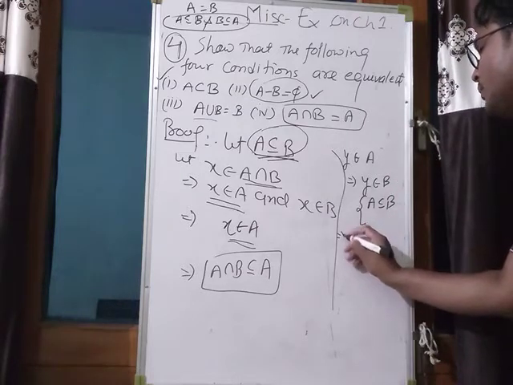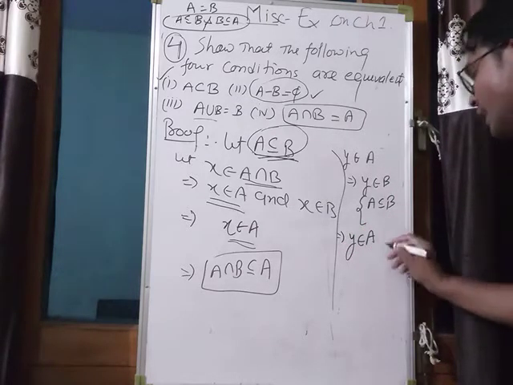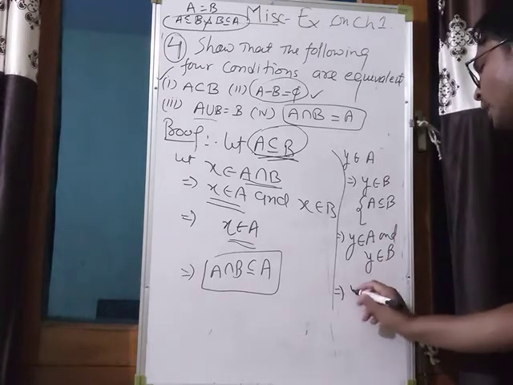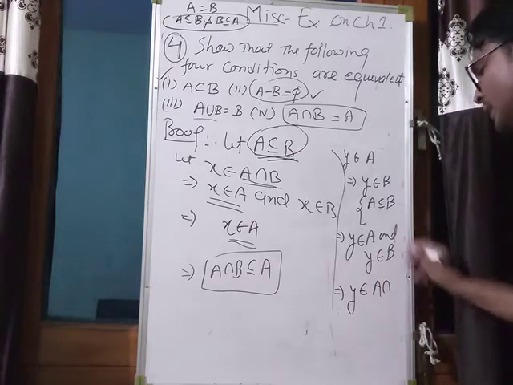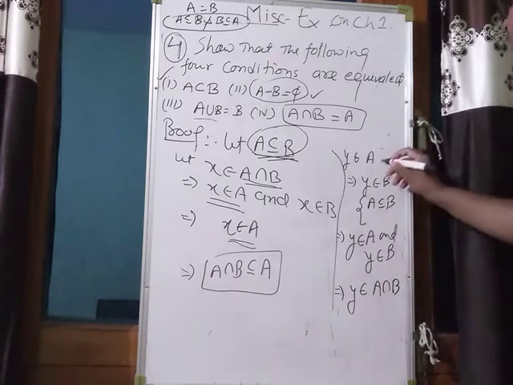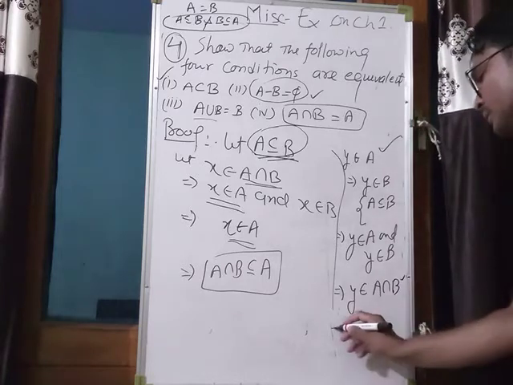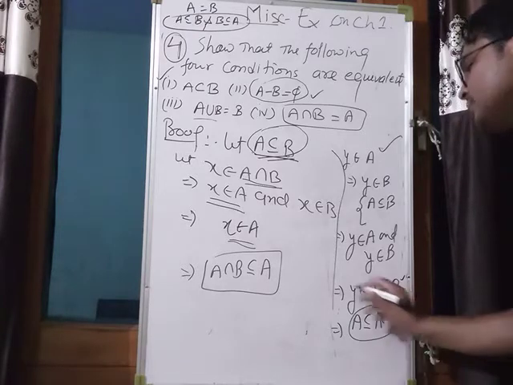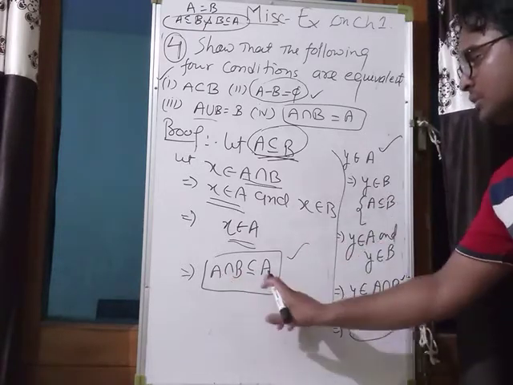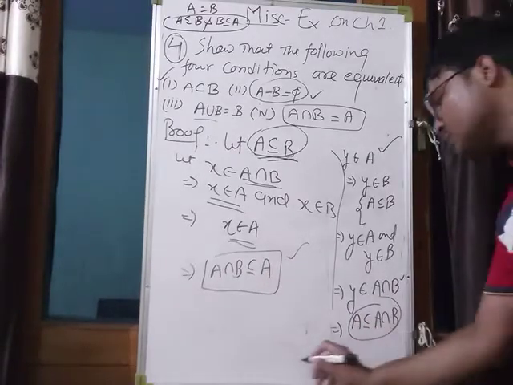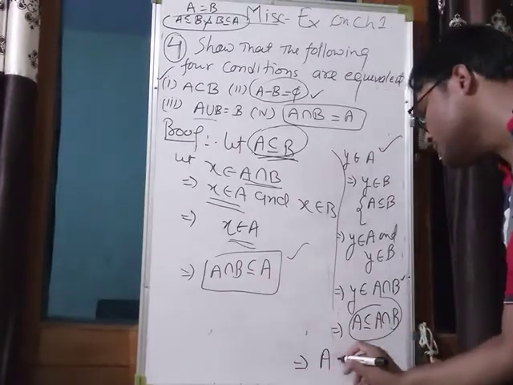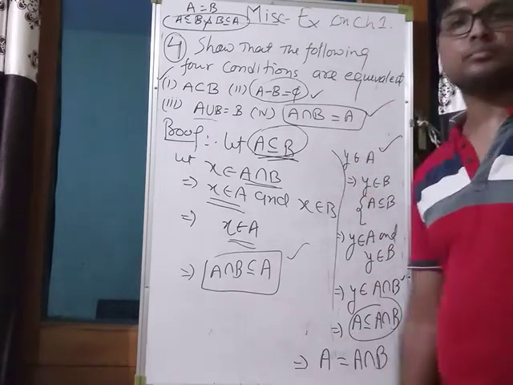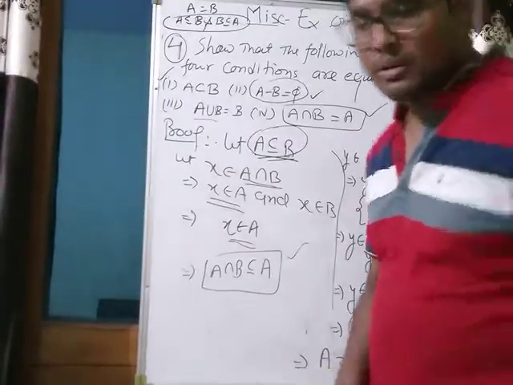So here we have y belongs to A and y belongs to B. A में भी है और B में भी है, means y belongs to A intersection B. So each element which belongs to A belongs to A intersection B. That's why A is subset of A intersection B. So you can see from here and here, A intersection B is subset of A, and here A is subset of A intersection B. From both we can conclude that A is equal to A intersection B. That is equivalent to this. Got it? Okay.